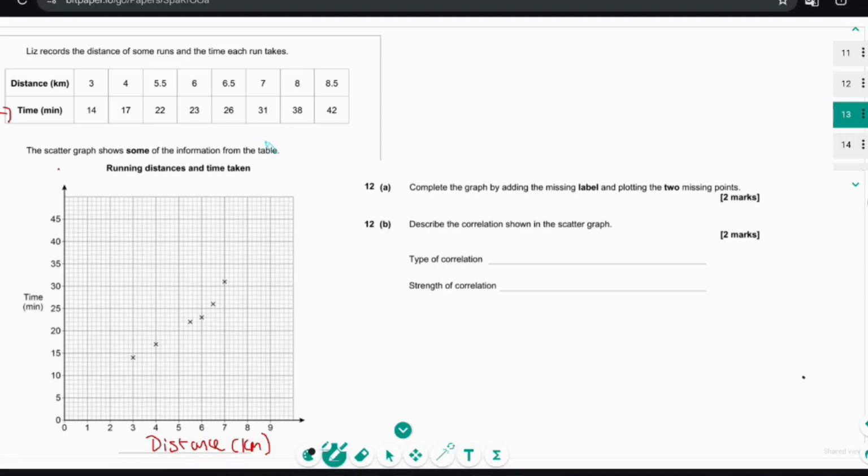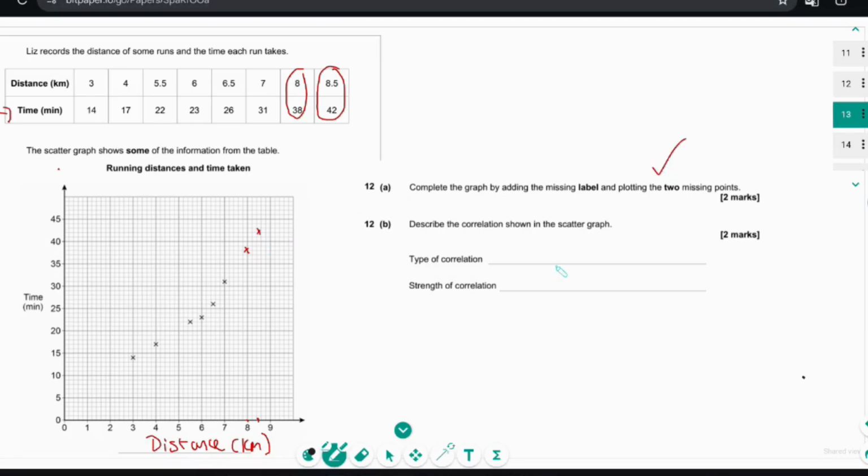Plotting the 2 missing points, which I assume are at the end here. Yes, they are. So 8.38 and 8.542. It's going up. Each little box is 1 on your y-axis. So 8 is here. And 38, 35, 6, 7, 8 is here. And we've got 8.542. 8.5 is directly in the middle of 8 and 9. And then 42 here.